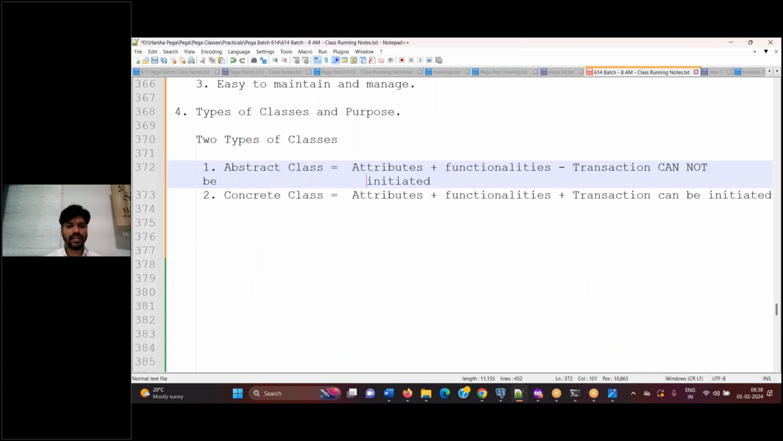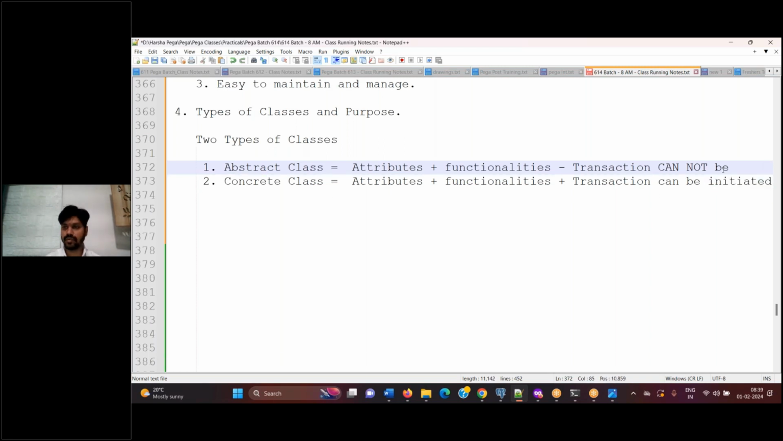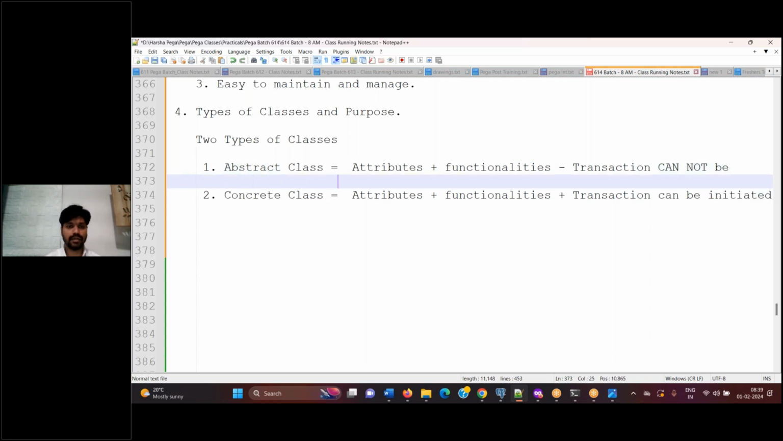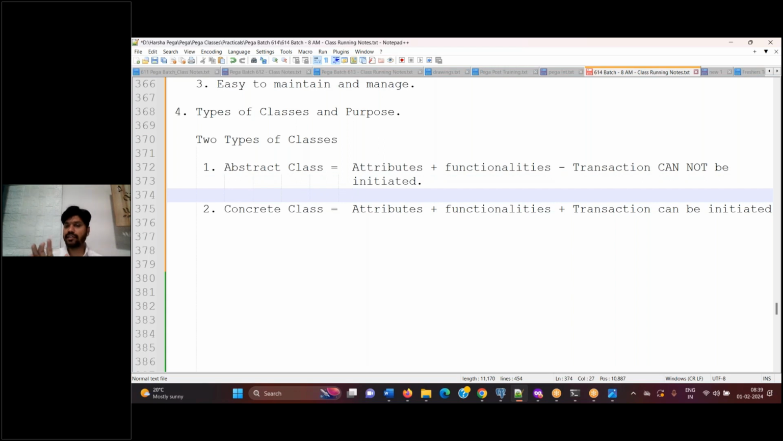What is the difference between abstract and concrete class from this statement? What can you say? Abstract means a transaction cannot be initiated. Concrete means it can be initiated, but both will have attributes plus functionalities.